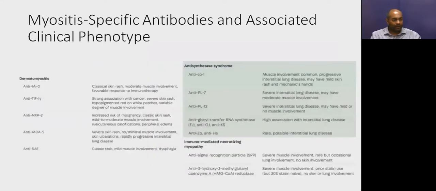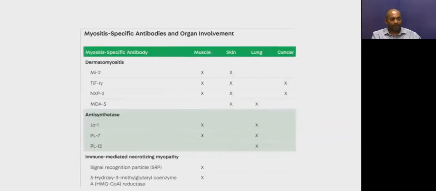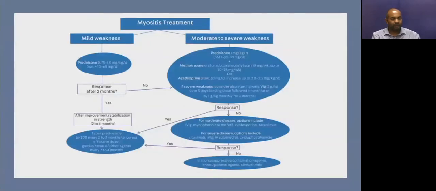And as far as inflammatory myopathies are concerned, all of you will be well versed: the various myositis-specific antibodies in dermatomyositis, synthetase syndrome, necrotizing myopathy, and the multisystem involvement and the treatment. Only in inflammatory myopathies can we offer a definitive treatment, steroid-sparing agents.